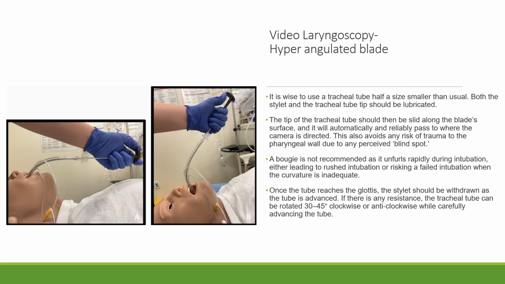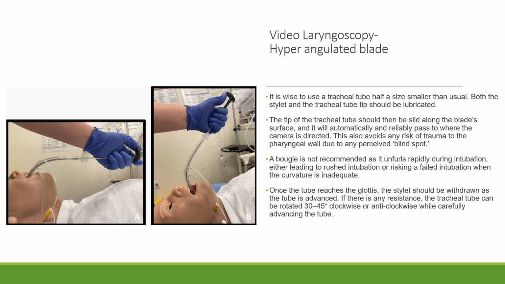So you see that you pop it up with your thumb and then you just move it towards the tip of the chest. Bougie is typically not recommended for a hyperangulated blade. It can work for some. I'm not a big fan of it. It can work.